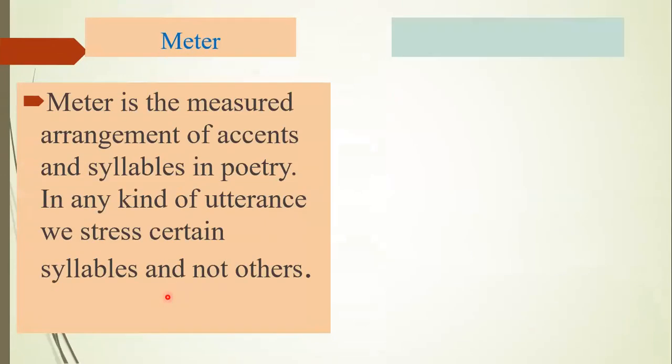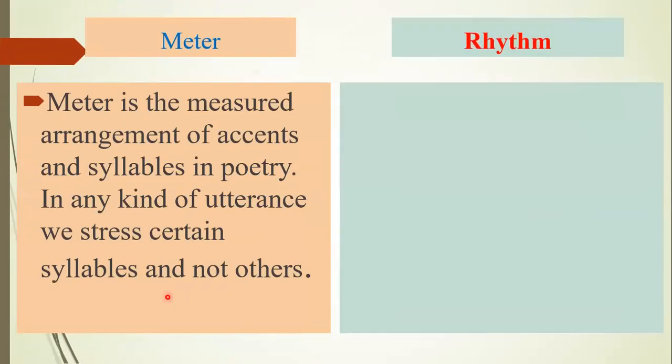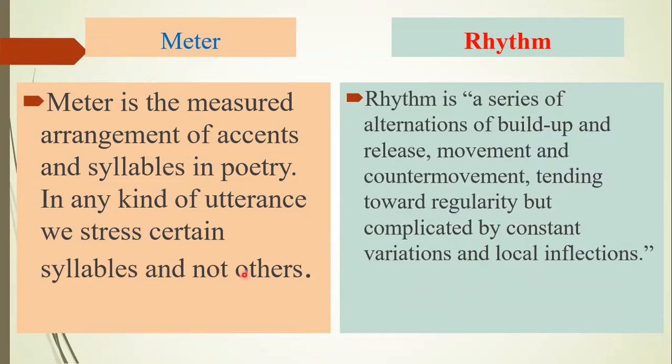So the second term is meter, الوزن, الوزن الشعري. Meter is the measured arrangement of accents and syllables in poetry. In any kind of utterances, we stress certain syllables and not others. The third one is the rhythm, الإيقاع الشعري.